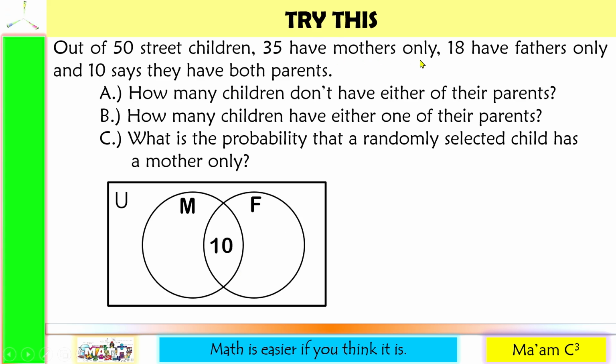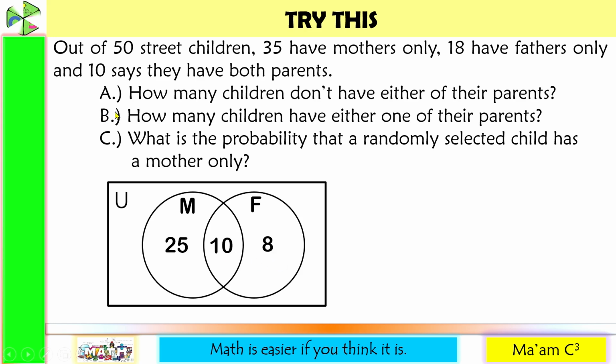35 have mothers only. So for set M, 35, you already have 10. So this will just be 25. 18 have fathers only. So for set F, 18, you already have 10 here. So this will just be 8.